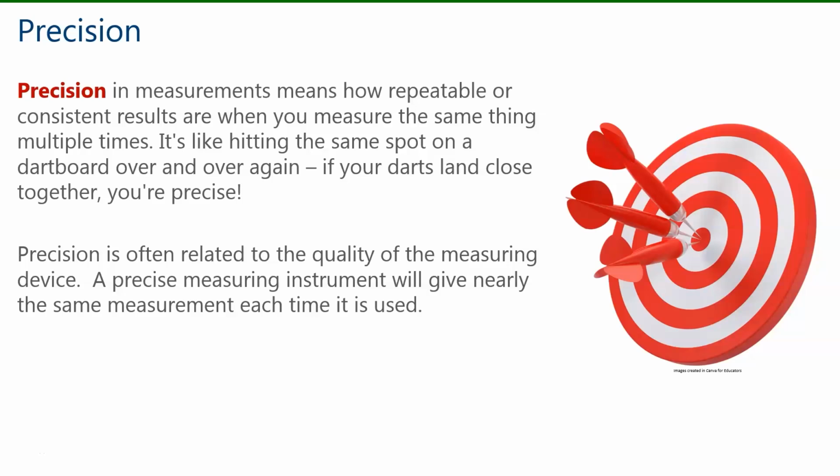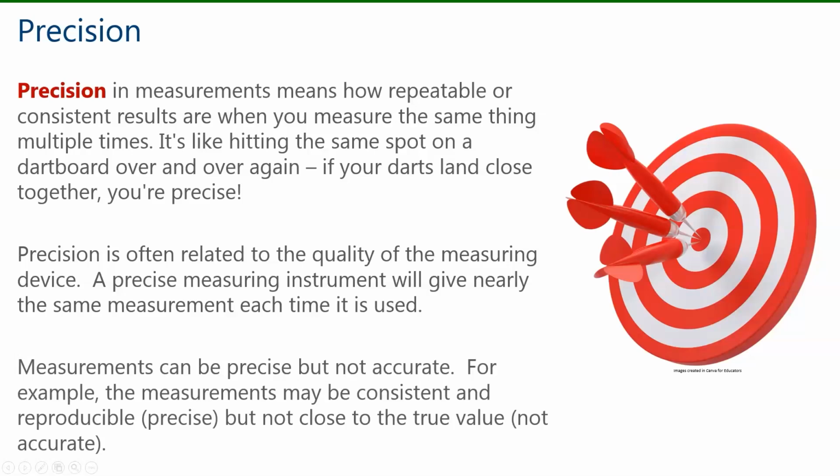Think of a ruler. If it only has centimeter marks, you can only guess the length between them, say 5.3 or 5.7 centimeters. But if it has millimeter marks, you can be more exact, like 5.35 centimeters. So a ruler with millimeter marks gives you a more precise measurement because it lets you be more specific. Measurements can be precise, but not accurate. For example, the measurements may be consistent and reproducible, which means they're precise, but they may not be close to the true value. Not accurate.